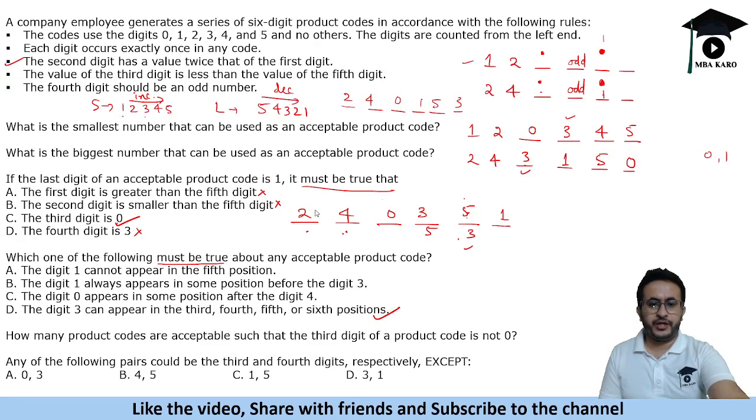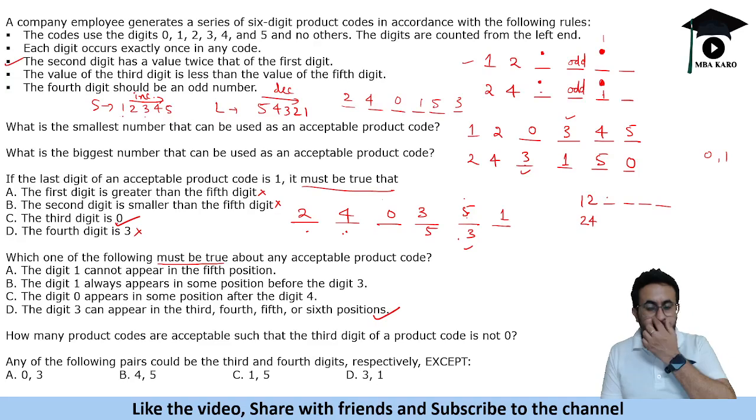How many product codes are acceptable such that the 3rd digit of a product code is not 0? So the 3rd digit should not be 0. So we will make the cases here. We'll start with 1, 2, and we'll start with 2, 4. So the 3rd digit should not be 0.